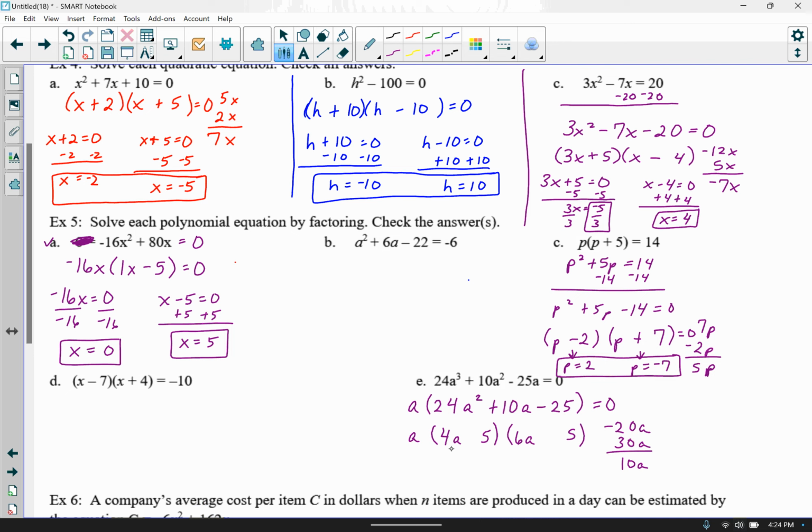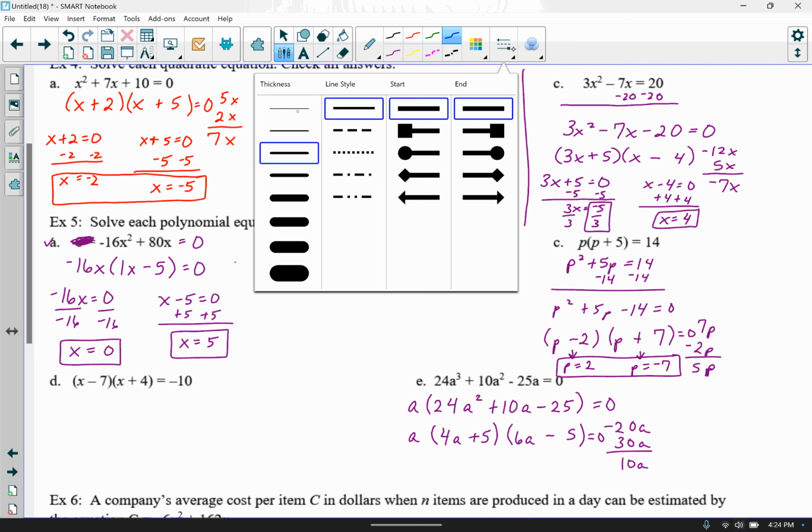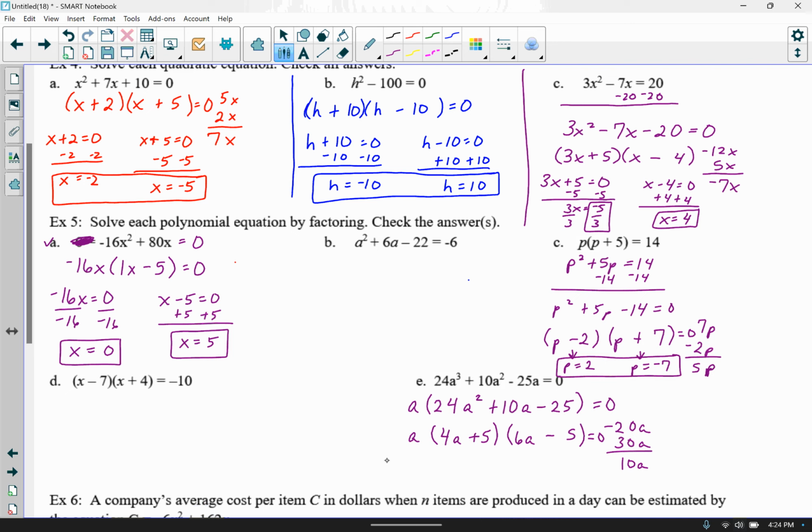All right, where am I getting 20? That's 4 times 5, so that's right here. 4 times 5 goes in front of where you're getting it. 5 times 6 is 30. I need it positive, so I'm putting the positive sign there. Notice how I've got 3 factors here. I need to set all 3 of these factors equal to 0. They all have letters with them, so a equals 0, 4a plus 5 equals 0, and 6a minus 5 equals 0.